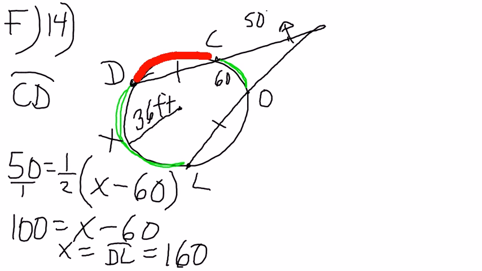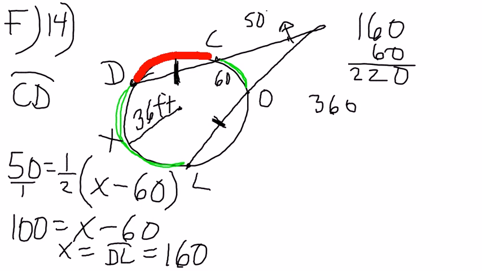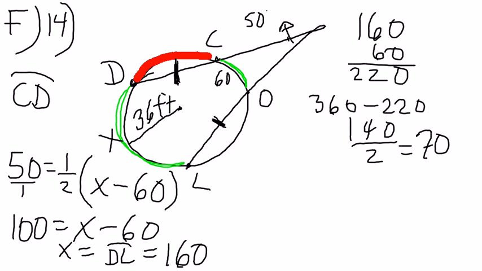Okay, how does that help us? Now that we know that that arc from D to L is 160, and I have 60 on the top, my whole circle is 360. Now if you notice here, they're telling us that we have two congruent chords. So here's another conjecture about two congruent chords in a circle, that their arcs are also congruent. So if I add up my 160 and the 60, I get 220, subtract that from 360, and then divide that in half, and I get it to be 70 degrees.